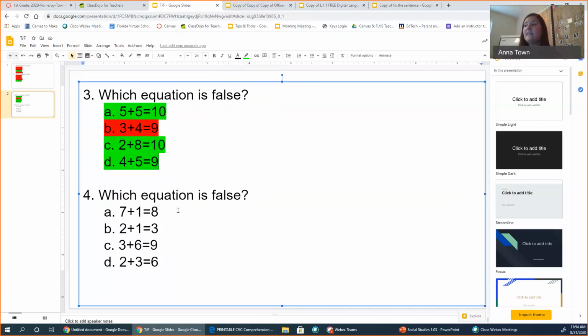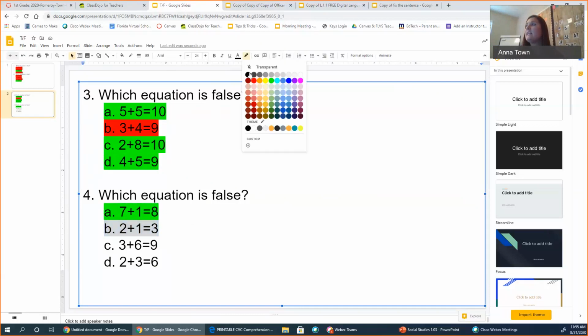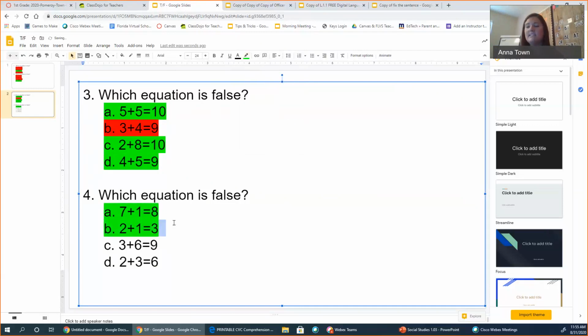Okay, let's start with 7 plus 1 equals 8. Is this true or is it false? It is true. So we're going to highlight it green. It's a fact. It's correct. Let's move on to B. 2 plus 1 equals 3. True or false? It is true. So we need to highlight this green as well because it's a correct fact.